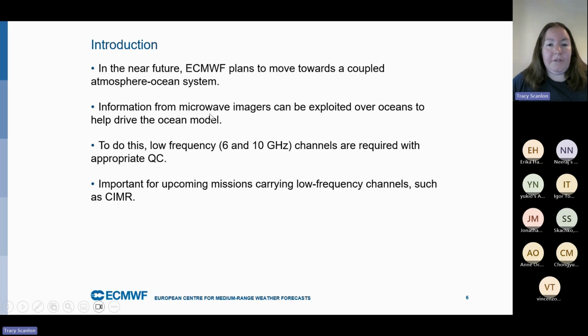We are looking at the exploitation of the information from microwave imagers. We do this by generating skin temperature increments within the atmospheric system and passing these increments into the ocean. We found quite early on that to do this, we require these low frequency channels, which most people here will be aware of: for good information on the surface over the ocean, we need to use as low frequency channels as we can get. So 6 and 10 gigahertz from AMSR2 and 10 gigahertz from GMI are being used in the work that I'll talk about today. This is really important, not only for updating our model and making things as good as we can within that, but also for upcoming missions, which are also carrying low frequency channels, such as CIMR.